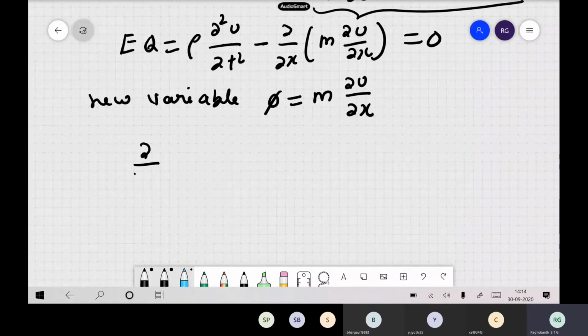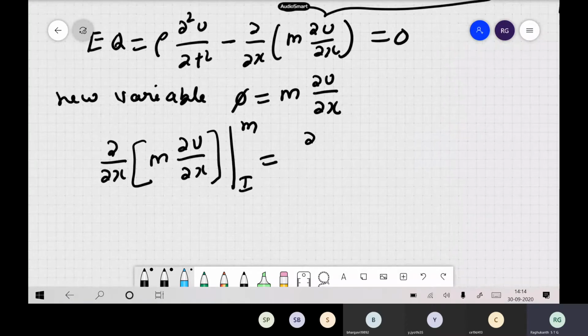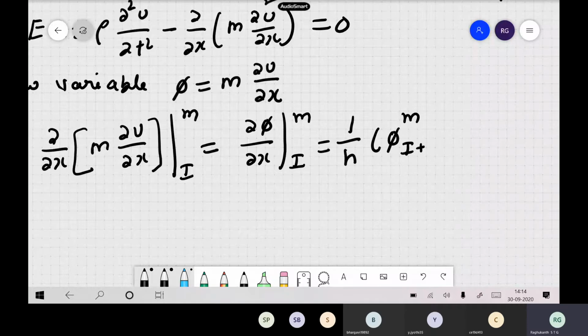So now our dou by dou x of m into dou u by dou x is dou phi by dou x. So this you can write in a finite difference format. This is just a first derivative. If you use the central difference formula with respect to space, we can write this as phi at i plus half minus phi at i minus half. So the derivative can be estimated like this.